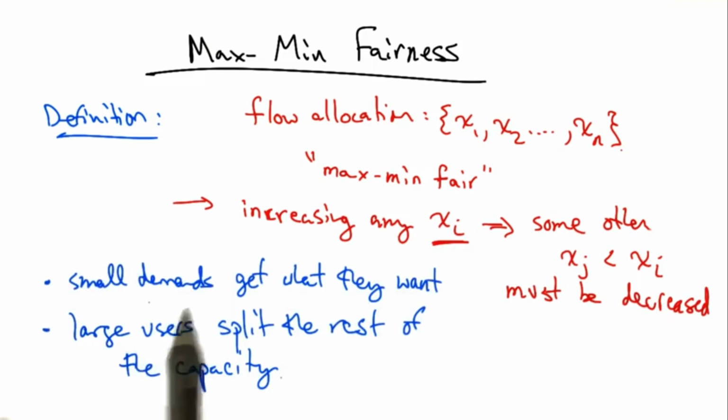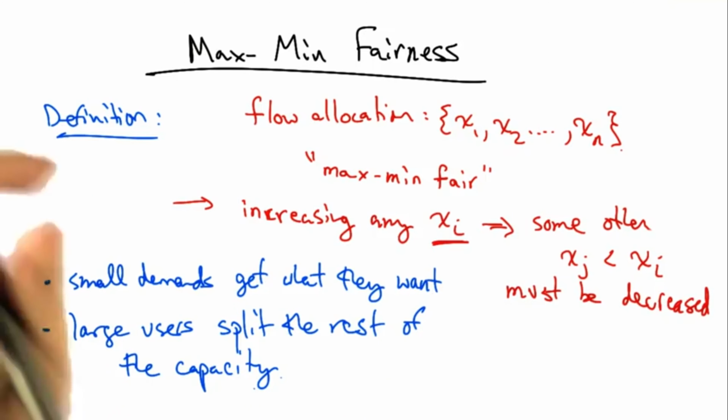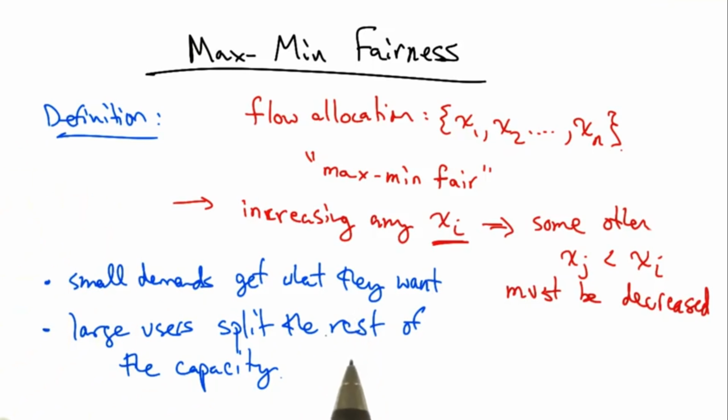So the upshot results in small demands getting exactly what they ask for, and the larger demands splitting the remaining capacity among themselves equally. More formally, we perform this procedure as follows. We allocate resources to users in order of increasing demand. No user receives more than what they requested, and users that still have unsatisfied demands split the remaining resources.